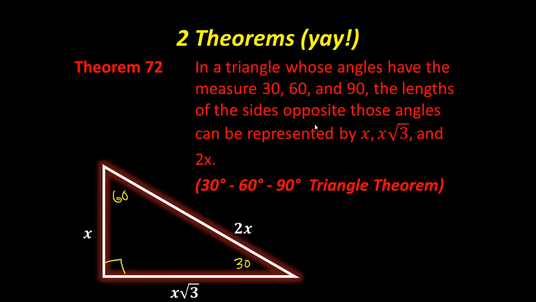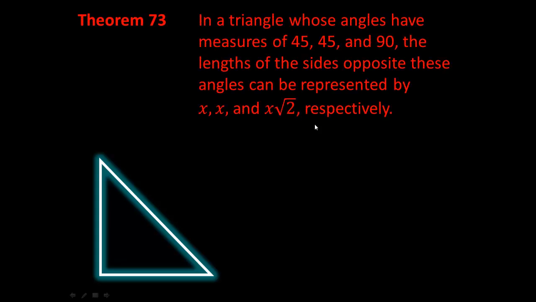Moving right along. Theorem 73 states that in a triangle whose angles have measures of 45, 45, and 90, the lengths of the sides opposite these angles can be represented by x, x, and x root 2 respectively. Okay, so we can draw the angles in: 45, 45, 90. Now a couple of things here.